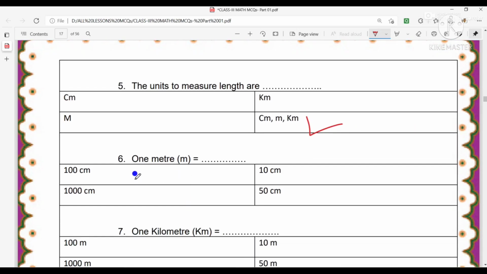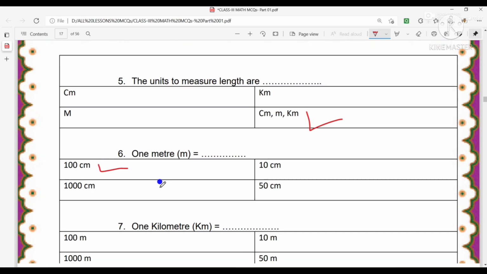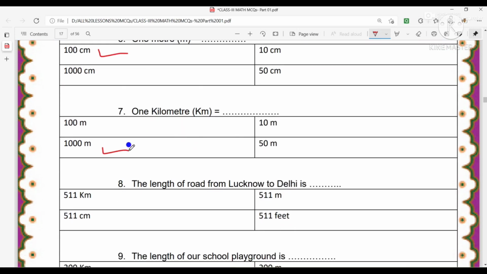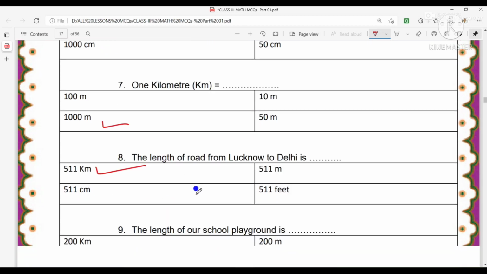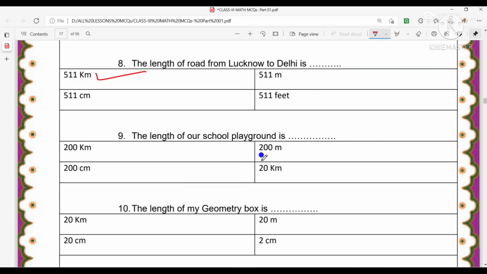1 meter equal to 100 centimeter. 1 kilometer equal to 1000 meter. The length of road from Lucknow to Delhi will be kilometer, centimeter, meter, feet? Kilometer. It must be kilometer. Okay. The length of our school playground. School playground will be 200 meter.